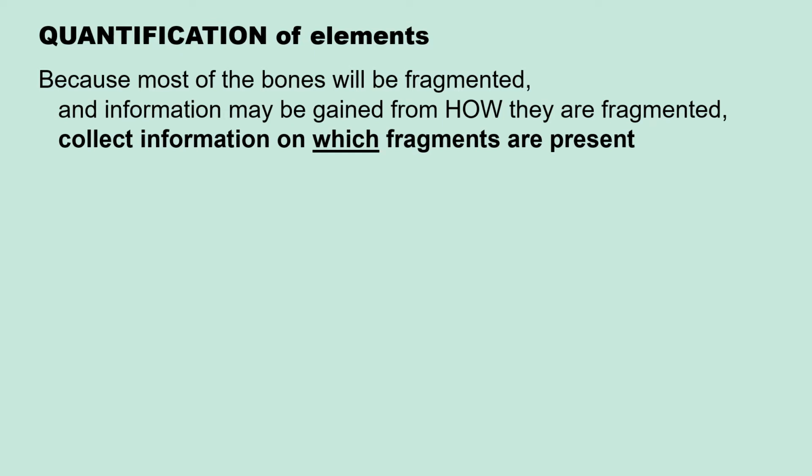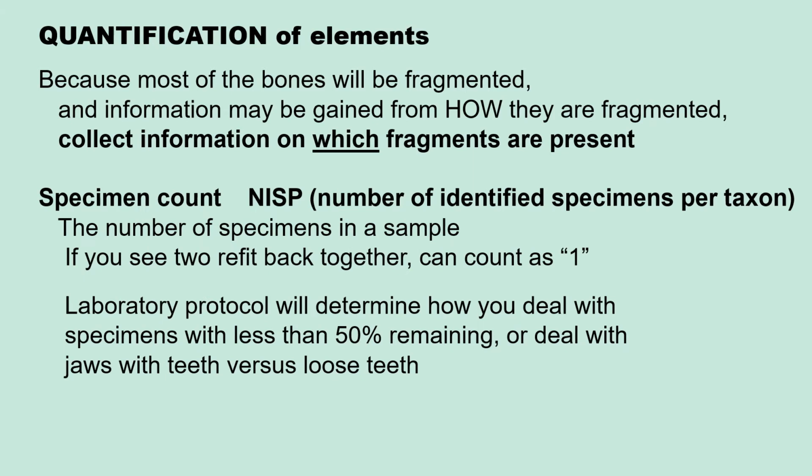Because most of the bones recovered will be fragmented, and yet information may be gained from how they are fragmented, you want to collect information on which fragments are present. The most basic primary data that you collect is the number of identified specimens per taxon, abbreviated NISP. This is the number of specimens in a sample. Now, if you see two that refit back together, you can count those as one rather than two.